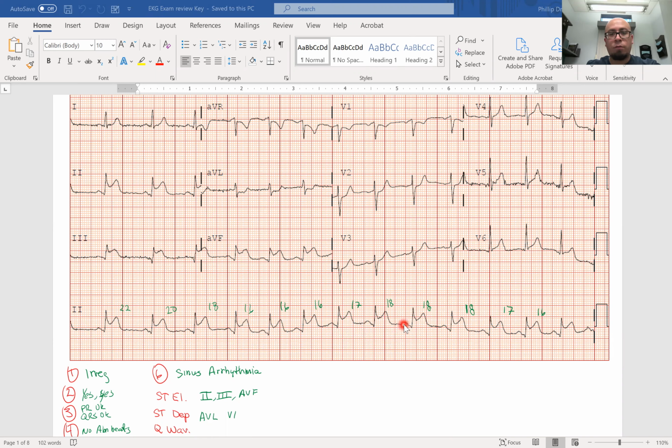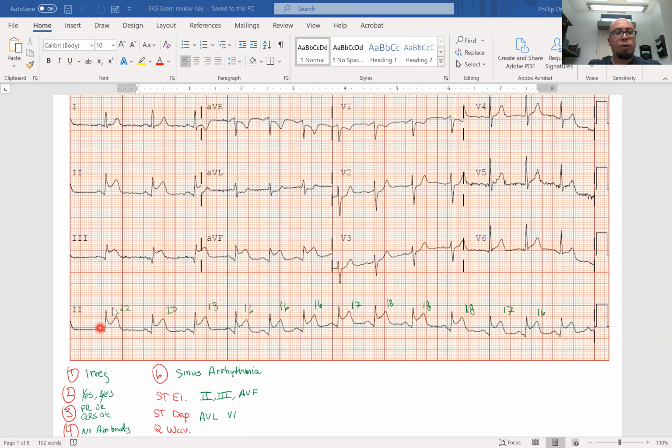And as you notice where I wrote how many small boxes we have, that's the irregularity portion of this rhythm. However, the P waves all have the same shape, meaning they're coming from the sinus node. So the only rhythm that we know of that has regular looking P waves, meaning they're the same shape, but an irregular QRS to QRS is sinus arrhythmia. We'll get to that in just a sec.